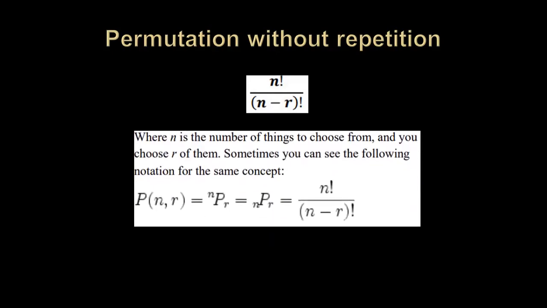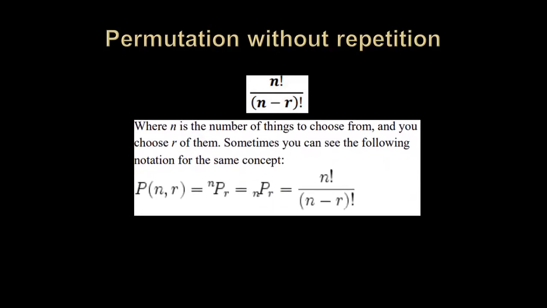The second one is permutation without repetition. We have the formula as n factorial all over n minus r factorial, where n is the number of things to choose from and you choose r of them. Sometimes you can see the following notation for the same concept: the permutation of n, r is equal to n permutation of r, or if we further simplify this, it gives us n factorial all over the quantity n minus r factorial. Let's proceed with the example.